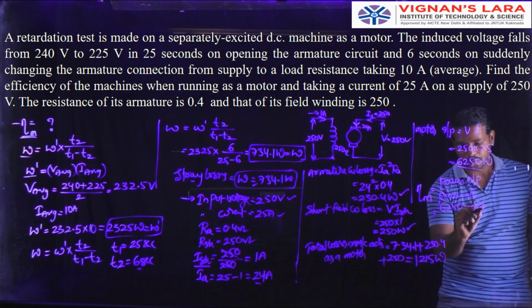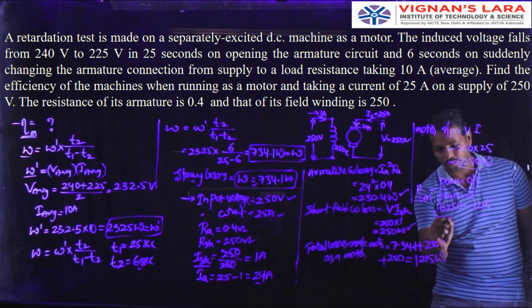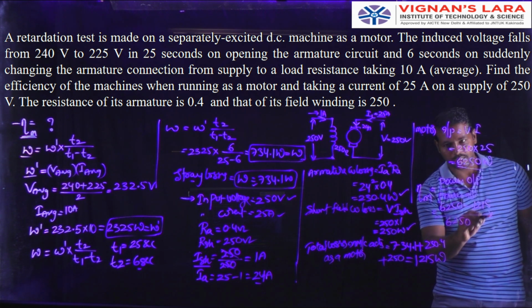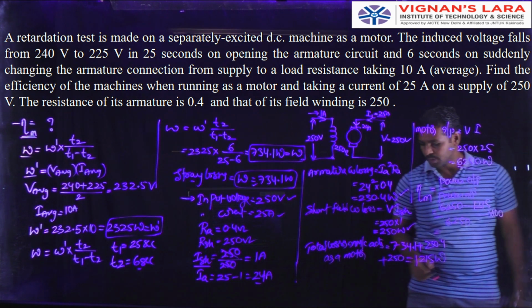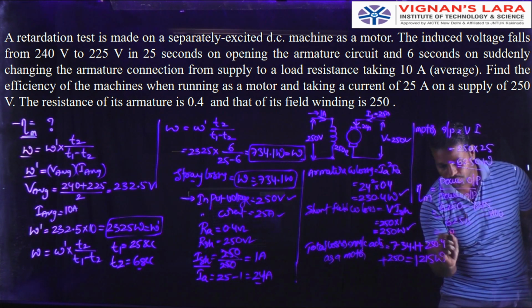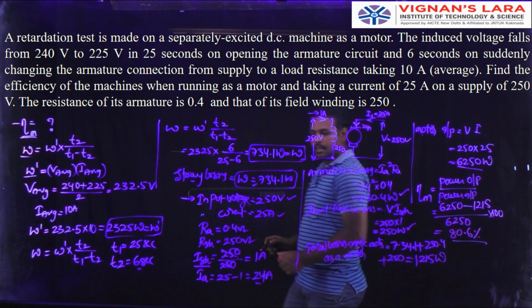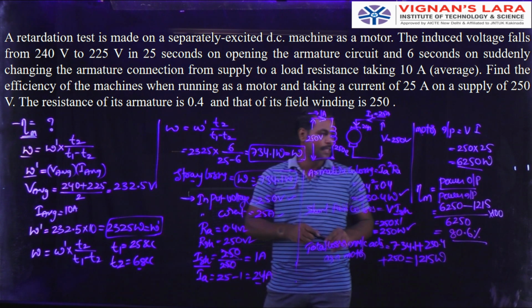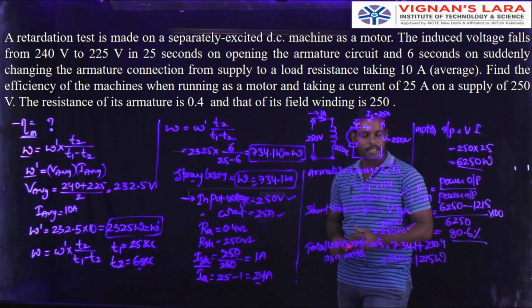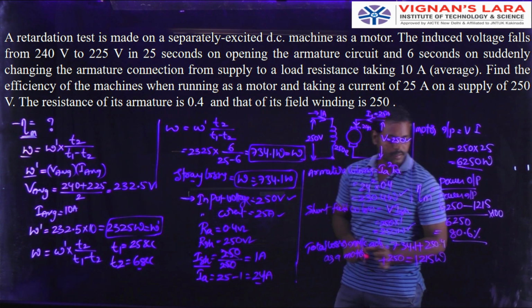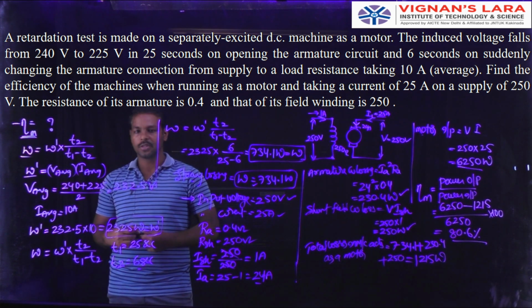So 6250 minus 1215, divided by the input 6250, into 100, is equal to 80.6%. So by using this expression, we can find out the efficiency of a separately excited DC motor, which is equal to 80.6%.